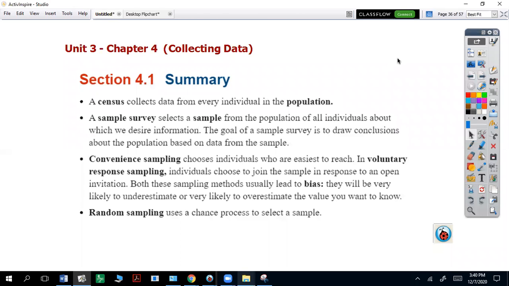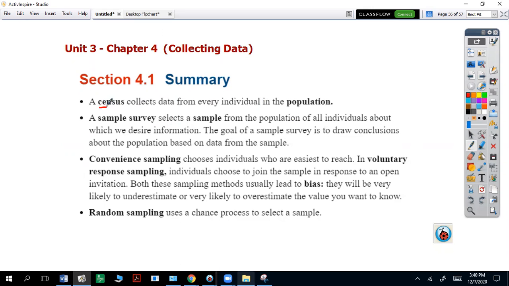Before we begin going over the review problems for Unit 3, Chapter 4, there's a lot of terminology in this unit that we need to really brush over first before we get into those questions. So let's do that real quick. You can find these in the summary sections of all of your sections in Chapter 4.